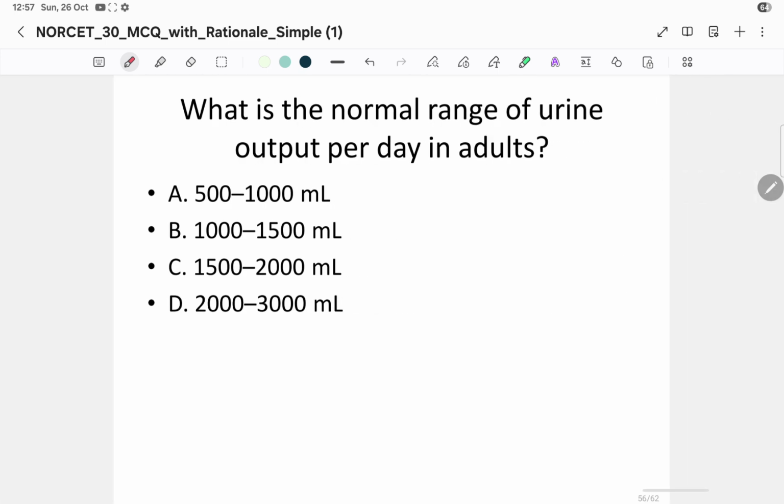Next, what is the normal range of urine output per day in adults? Option A 500 to 1000 ml, option B 1000 to 1500 ml, option C 1500 to 2000 ml, option D 2000 to 3000 ml, and the correct answer is option number C. 1500 to 2000 ml is the normal urine output per day in adults.